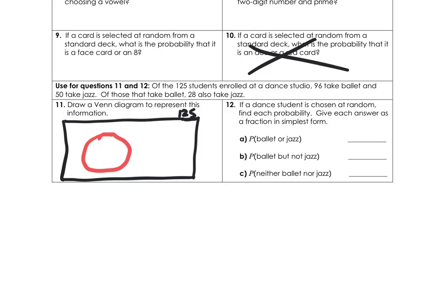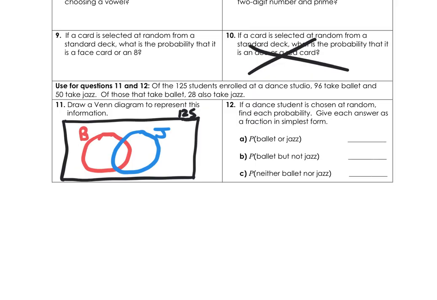So we have the universal set here, which would be the number of dancers that I have: 125 students in this dance class or dance studio. Some do ballet. Some do jazz, and I always like to label B for ballet, J for jazz. And then some people are not going to do either one. Maybe they do a different type of dance.